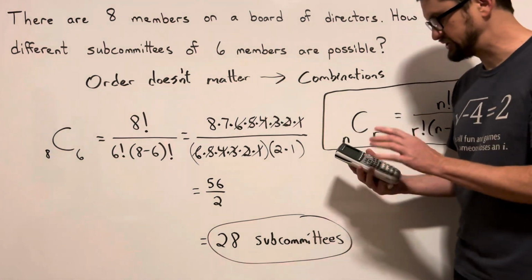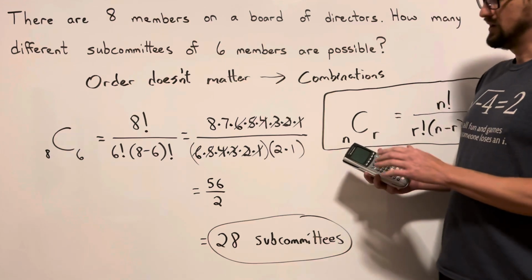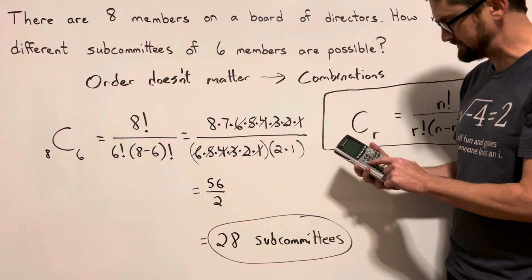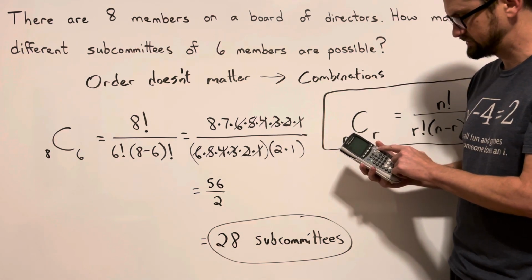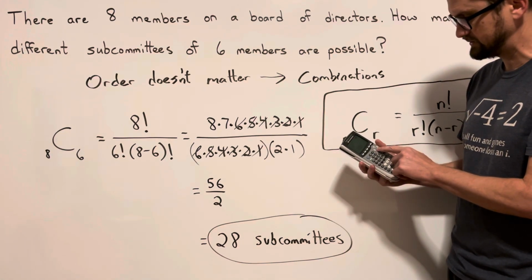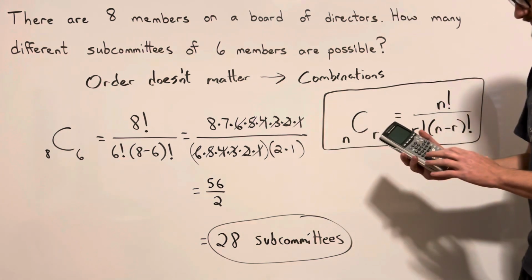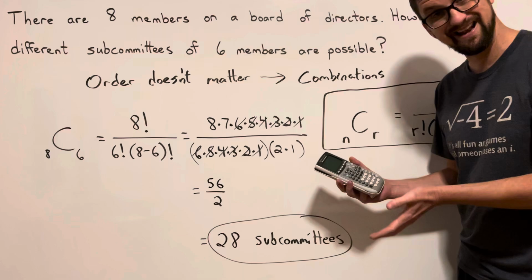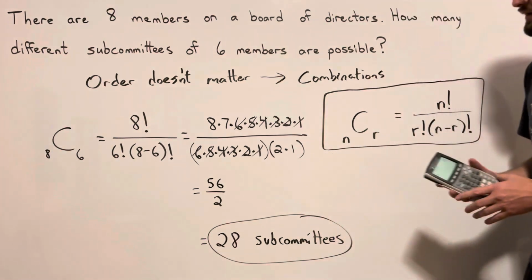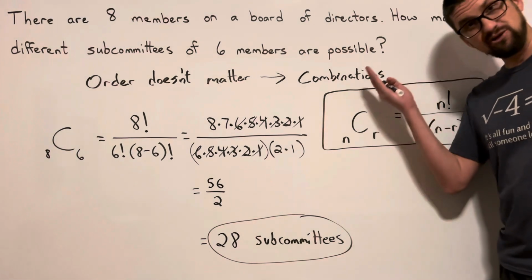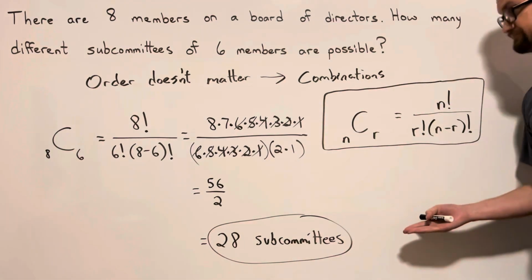So with this calculator, you're going to have to go back to the home screen, plug in the N first, 8, then hit the math button, go to the probability menu, go down to nCr, and then you plug in 6 for the R and press enter, and it calculates it for you. You get 28 again. So that's how you want to use the combinations formula. There you go.